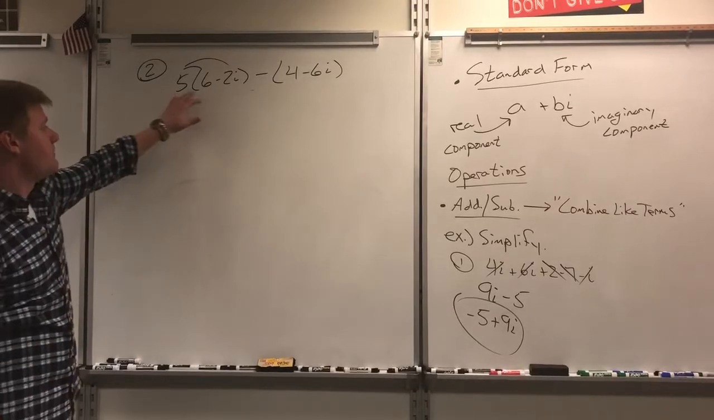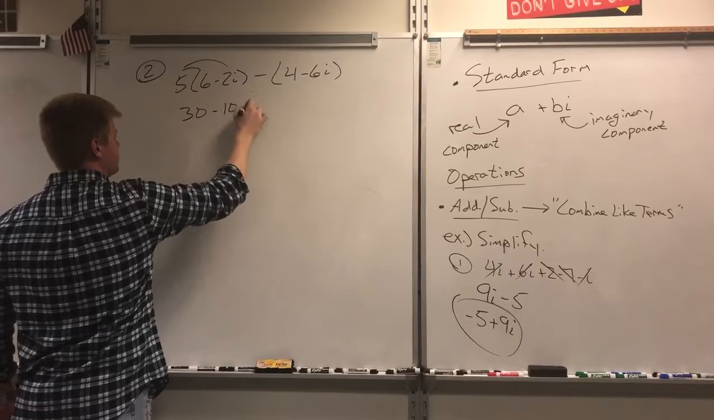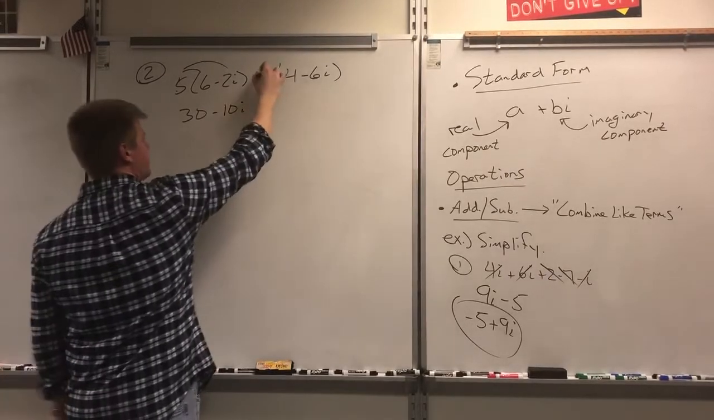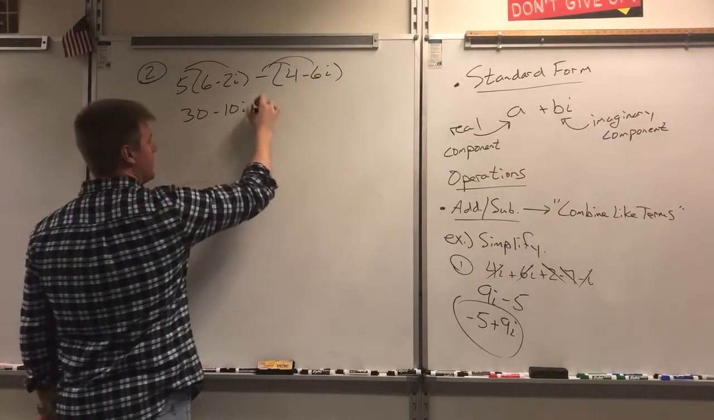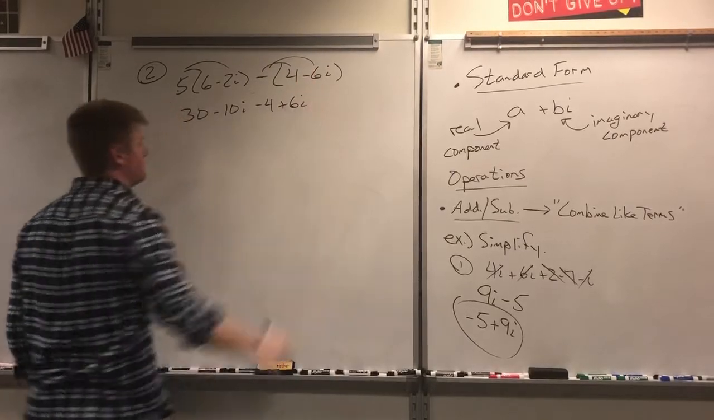coefficients. 5 times 6 is 30. 5 times negative 2i is negative 10i. Second part, I just have to distribute a negative into both. I get negative 4. Negative of negative 6i would be plus 6i.